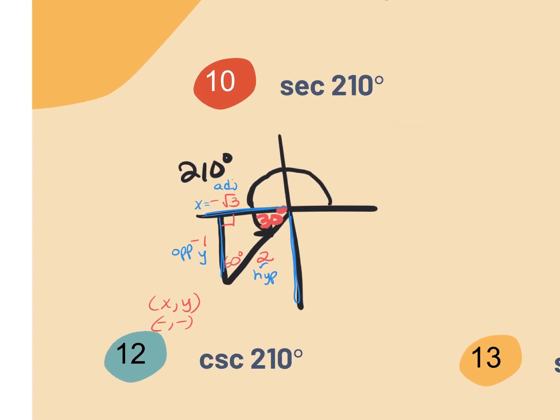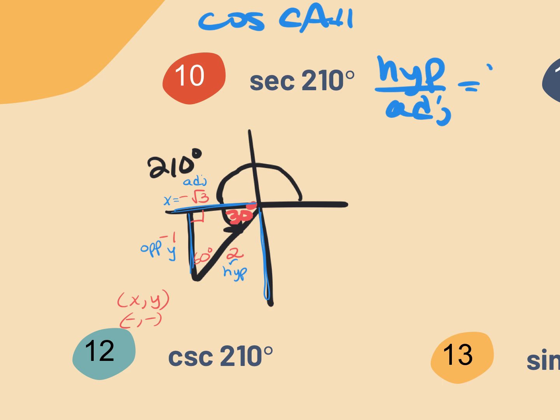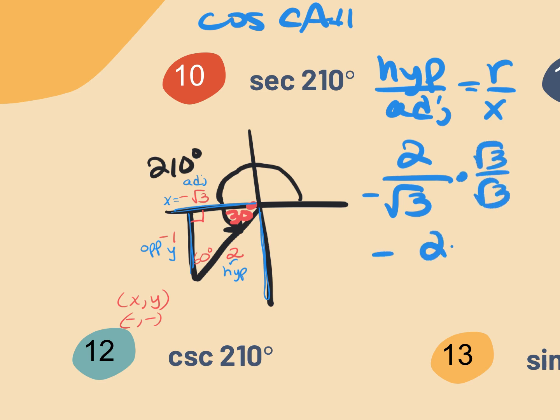So what we're going to do here for secant, you're going to either memorize it as hypotenuse over adjacent, because cosine, remember, is the CAH. So if you flip it, or you can also memorize it as r over x, and then fill it in. So my r value is 2. My adjacent side is the negative square root 3. We got to rationalize this. So I need to multiply top and bottom by square root 3. So I would get negative 2 square root 3 over 3.